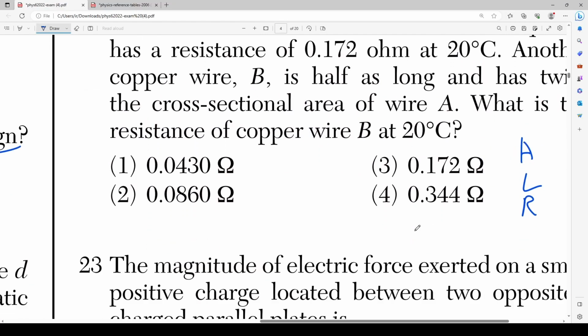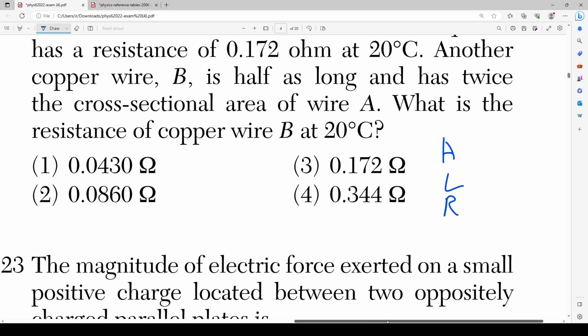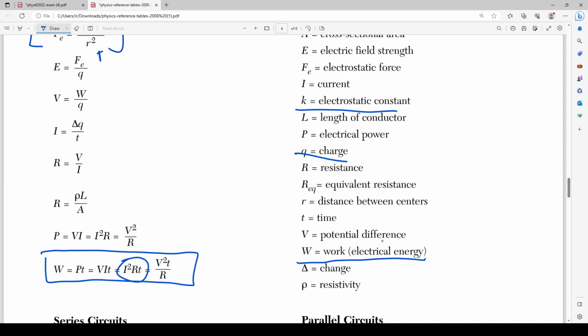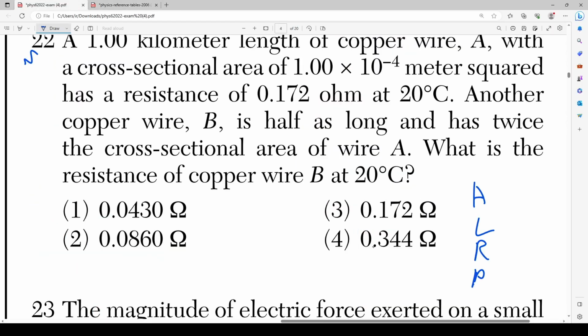So they give us A, L, and R, and we're trying to find the resistance of copper wire B. So we're trying to find R based on A, L, and technically resistivity, which is P. Once again, I'm going to have to use this pretty annoying formula: R is equal to PL over A. So I'm going to write that down. R is equal to PL over A, resistivity times length over area.